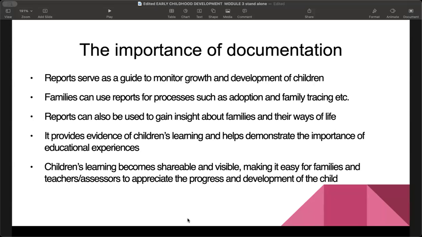Reports serve as a guide to monitor growth and development of children. Families can use reports for processes such as adoption and family tracing, etc., etc. Reports can also be about their ways of life. It provides evidence of children's learning and helps demonstrate the importance of educational experiences. Children's learning becomes shareable and visible, making it easy for families and teachers or assessors to appreciate the progress and development of the child.